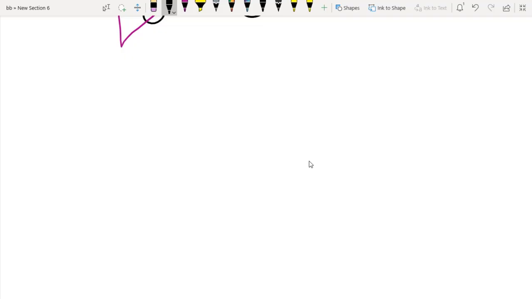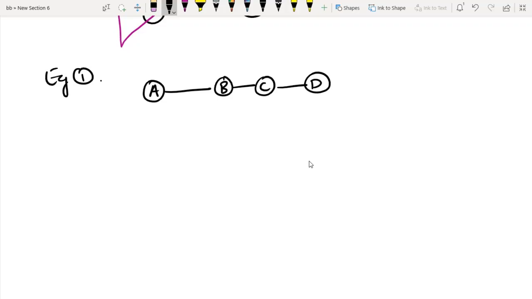So first of all, let me take example 1 to be very simple. A very simple graph, a straight graph, which has 4 vertices which are attached like this. Now in this graph, let me assume some weights. Let me assume that these are 2, 1 and 3, right? So these are the distances or weights between the corresponding nodes.